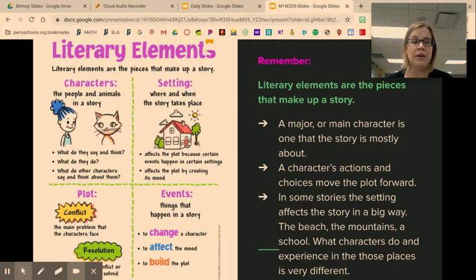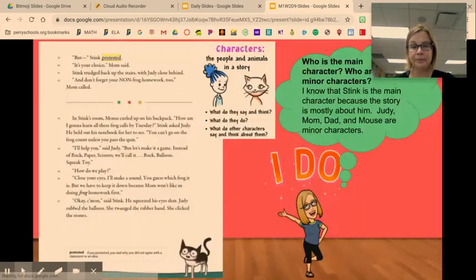So looking at our graphic organizer on the left, we know that characters are the people or animals in the story. The setting is where and when the story takes place. The plot is those events that happen that have the conflict or the problem, and then there's the resolution or the solution. Events are the things that happen in the story, so the events will change a character, can affect the mood, or build the plot.